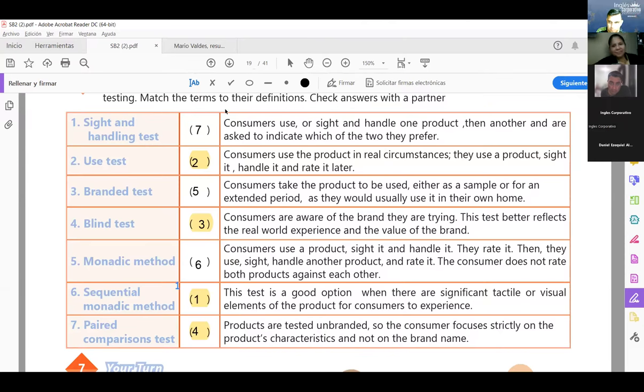Good evening, teacher. Hello, Miss Sabrina. Teacher, tell me what does it mean, monadic method? Monadic method. Okay, I'm going to try to explain without telling the answer. Monadic. Which number is it? Five. Okay. Let me see.